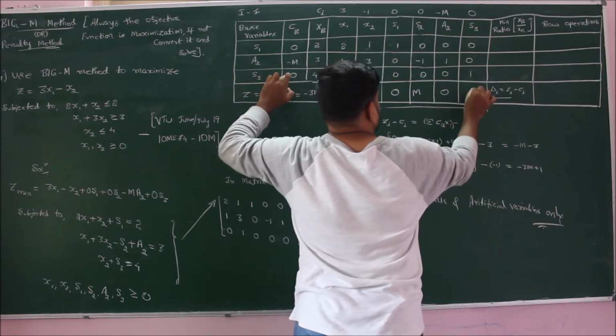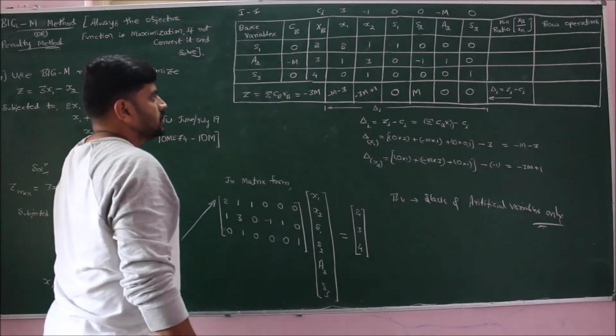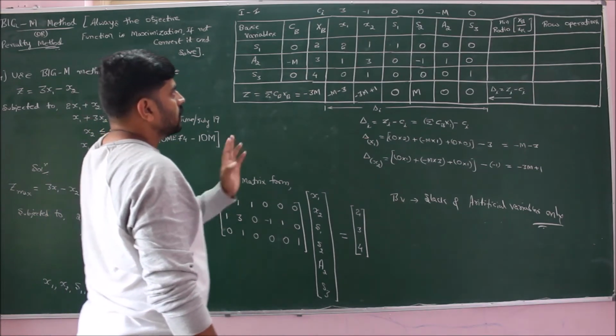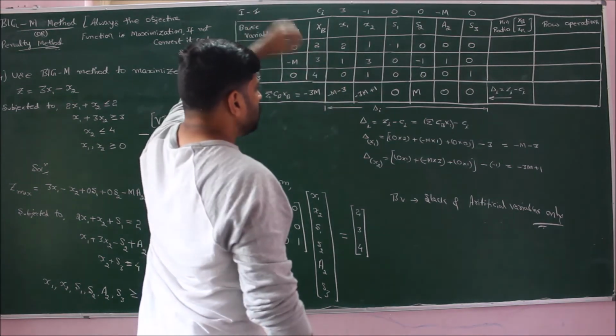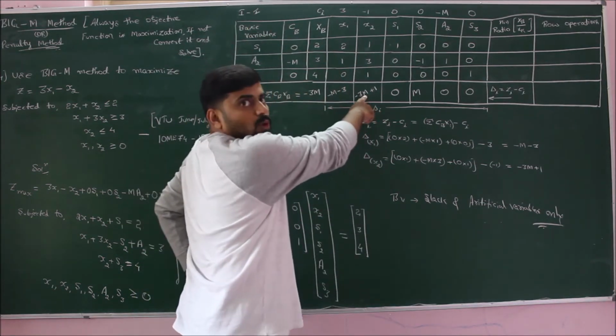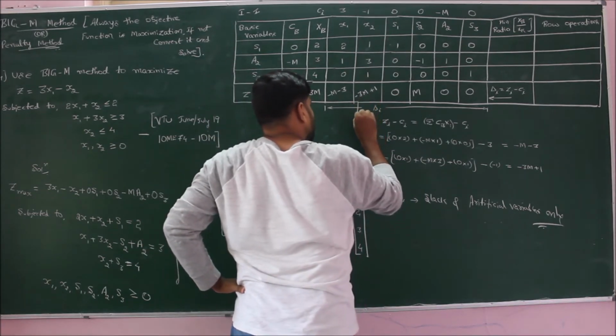So for s3 also I will get the value as 0. So this completes the delta j calculation for x1 to s3. Now among these delta j values, minus 3m plus 1 is the most negative delta j. So therefore this indicates the incoming vector.